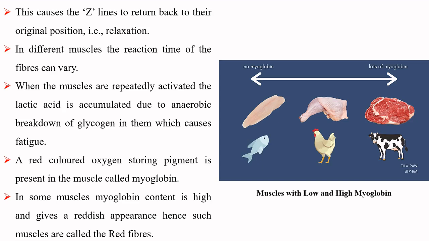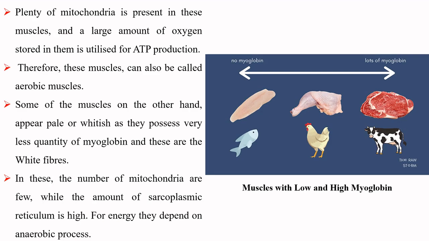In different muscles, the reaction time of the fibers can vary. When the muscles are repeatedly activated, lactic acid accumulates due to anaerobic breakdown of glycogen in them, which causes fatigue. A red-colored oxygen-storing pigment called myoglobin is present in the muscle. In some muscles, the myoglobin content is high and gives a reddish appearance, hence such muscles are called red fibers. Plenty of mitochondria are present in these muscles and a large amount of oxygen stored in them is utilized for ATP production. Therefore, these muscles can also be called aerobic muscles.